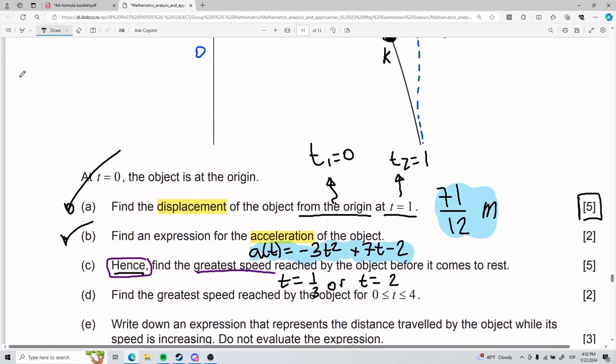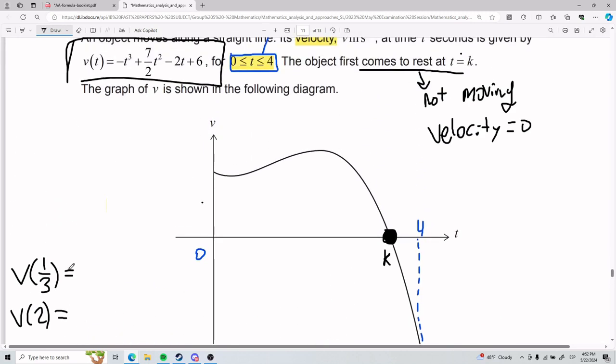And so you can plug into your velocity formula 1 over 3, and you can also plug in the value of 2, see which one is bigger, and work from there. So if you plug in 1 over 3, you end up with negative 1 over 3 cubed plus 7 over 2, 1 over 3 squared, right? Minus 2 times 1 over 3 plus 6.